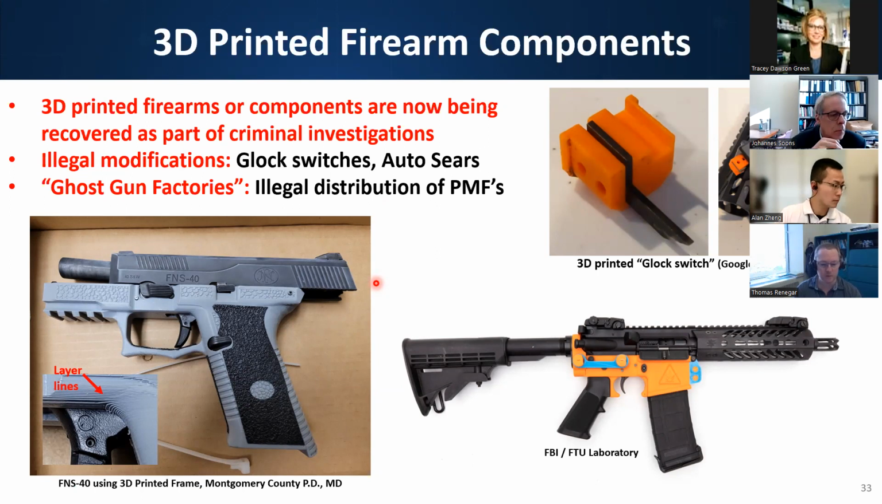Basically, why is this research important? Well, investigators are starting to see that 3D printed firearms or components are now being recovered as part of criminal investigations. And so, like I said, if a printer can be linked to the 3D printed part, then that may be important information as part of a criminal investigation. 3D printers are also being used for illegal modifications of firearms, such as Glock switches or auto sears, and they're also being used in ghost gun factories these days, so illegal distribution of 3D printed firearms.